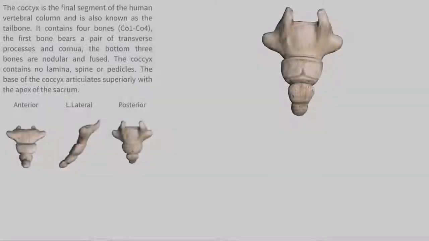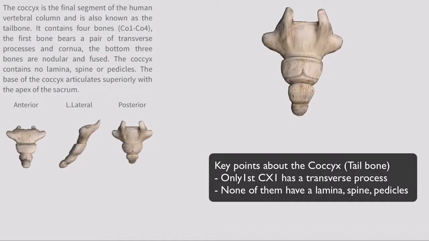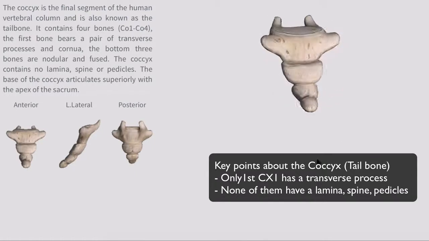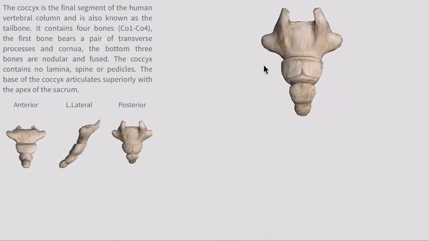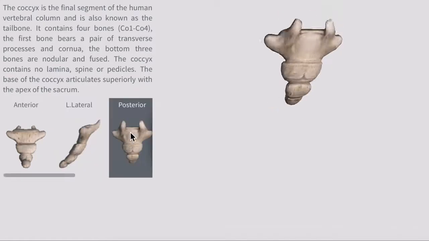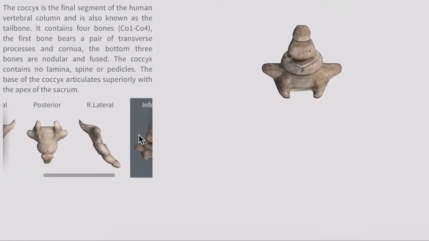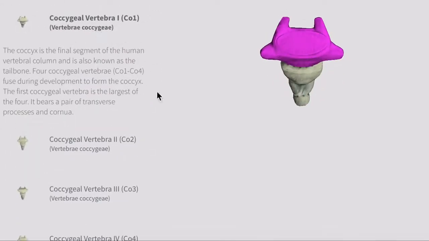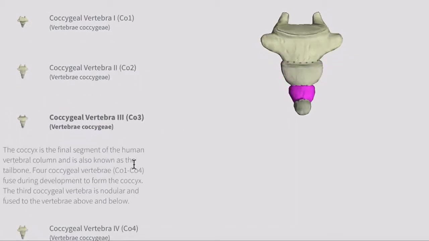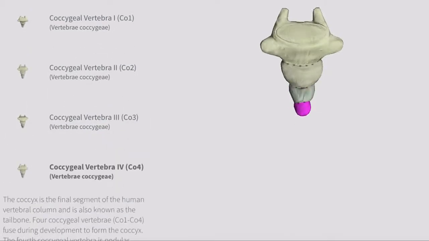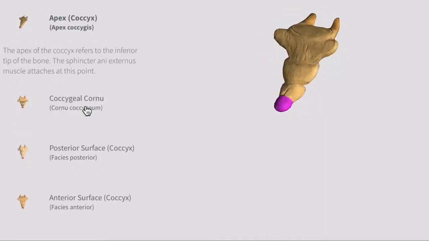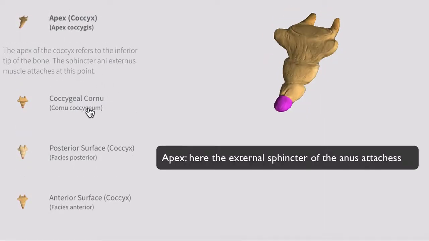So we have the final segment of the human vertebral column, known as the coccyx. Only the first coccyx has a transverse process, and none of them have a lamina or a spine or a pedicle or anything like that. Okay, so they're basically the tailbone. You have coccygeal vertebrae 1, 2, 3, 4, and they're basically sites of attachment for muscles like the external anal sphincter muscle, as well as the gluteus maximus muscles. Those are the muscles that form the butt region of a human.